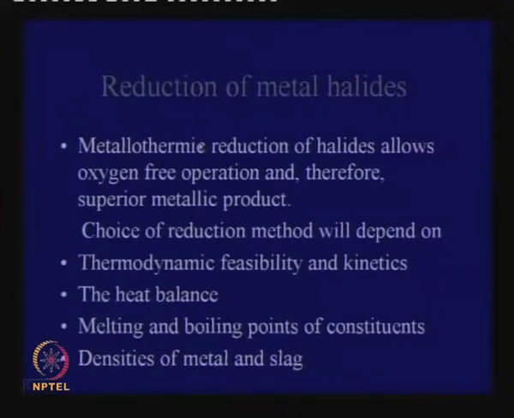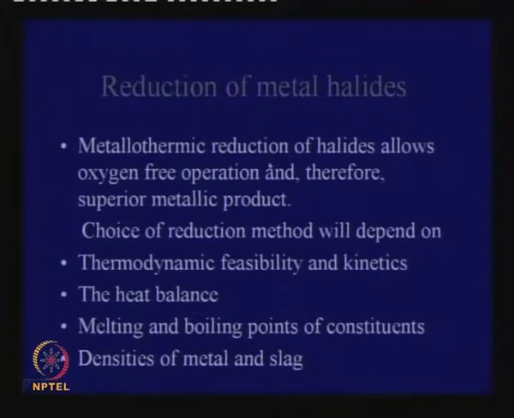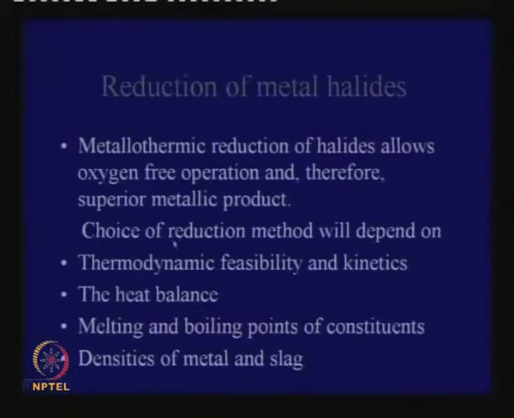We have talked in detail about various metallothermic reactions. We can use metals which produce very stable halides or oxides, generally calcium or magnesium. We go for this route, metallothermic reduction, for some advantages which are listed. If we are going for metallothermic reduction of halides, then we have an oxygen-free reaction. So, the metal produced does not get reoxidized, and we get a superior product.